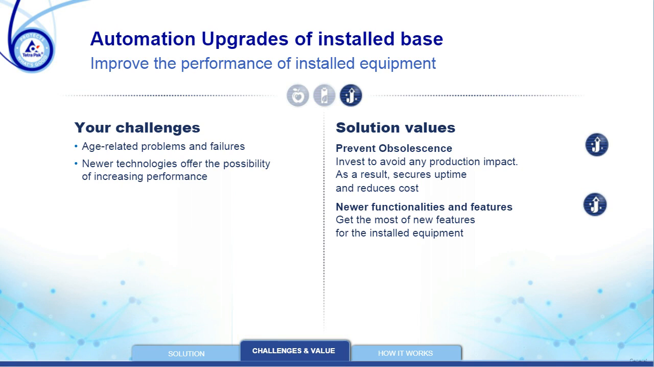There are some challenges you might be facing in your factory, like age-related problems and failures, breakdowns, and maybe some new technologies are available today. The solution we are offering today is focused on 4 main reasons. So you need to focus on cost of the support, performance of your equipment, reliability, and need for a change.